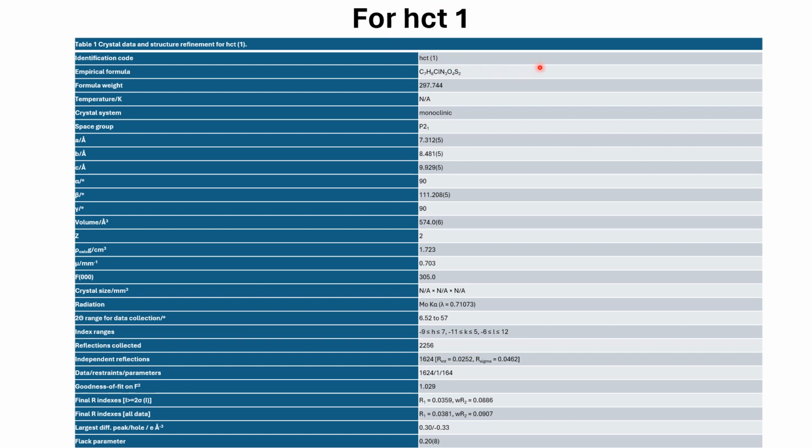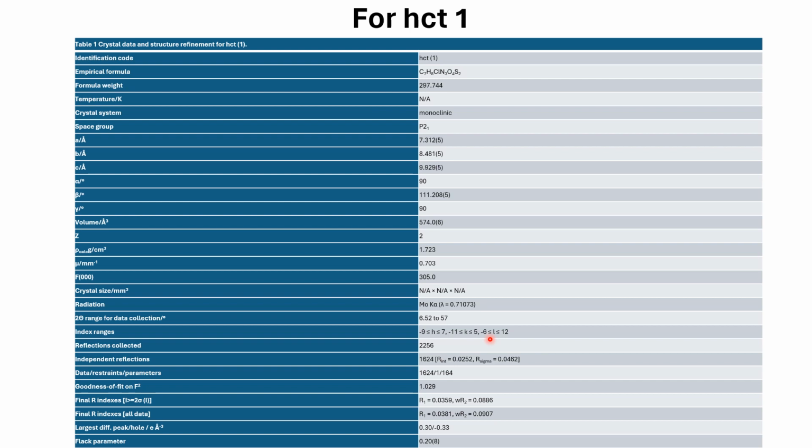We have determined the molecular formula of the molecule is C7H8Cl2O4 with a formula weight of 297.744, and the crystal system is monoclinic. The space group is P21, right? And here the lattice parameters are given. Since the crystal system is monoclinic, alpha and gamma are 90 degrees, and the third one, beta, is around 111 degrees. Then further the index ranges, reflections collected, and the X-ray values are also given.